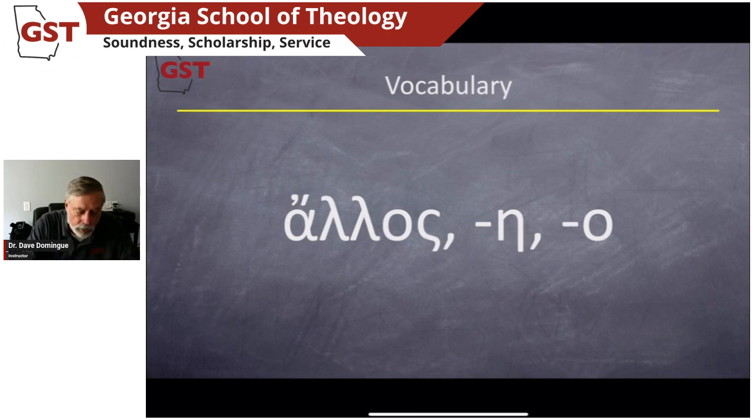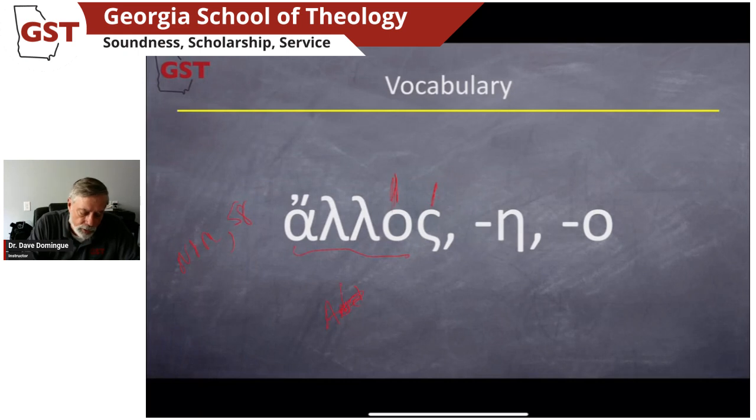Okay, again, you're going to see the nominative singular in the vocabulary, right? Nominative singular, alos. We see the omicron connecting vowel or stem ending with the sigma. There's our nominative subject, right? But it is an adjective, not a noun. So this adjective, what happens to it?